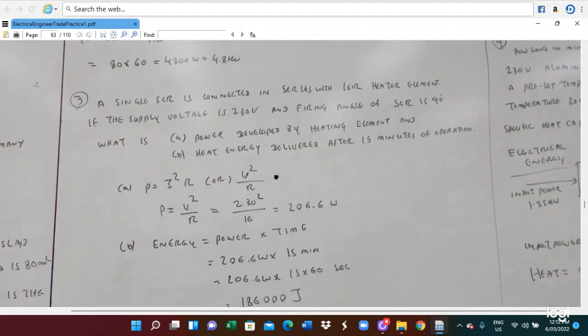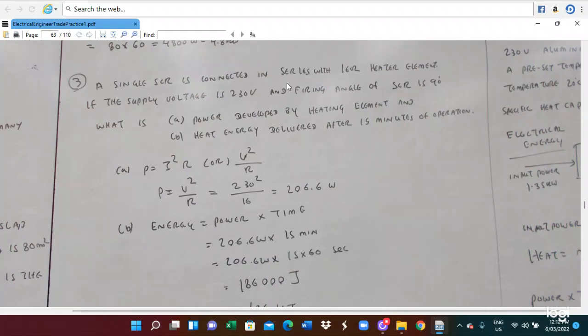Then also the single SCR connected in series with the 16 ohm heater element, the supply voltage is 230 volt and the firing angle of the SCR is 90 degree. What is the power developed by the heating element and the heat energy delivered after 15 minutes of operation?